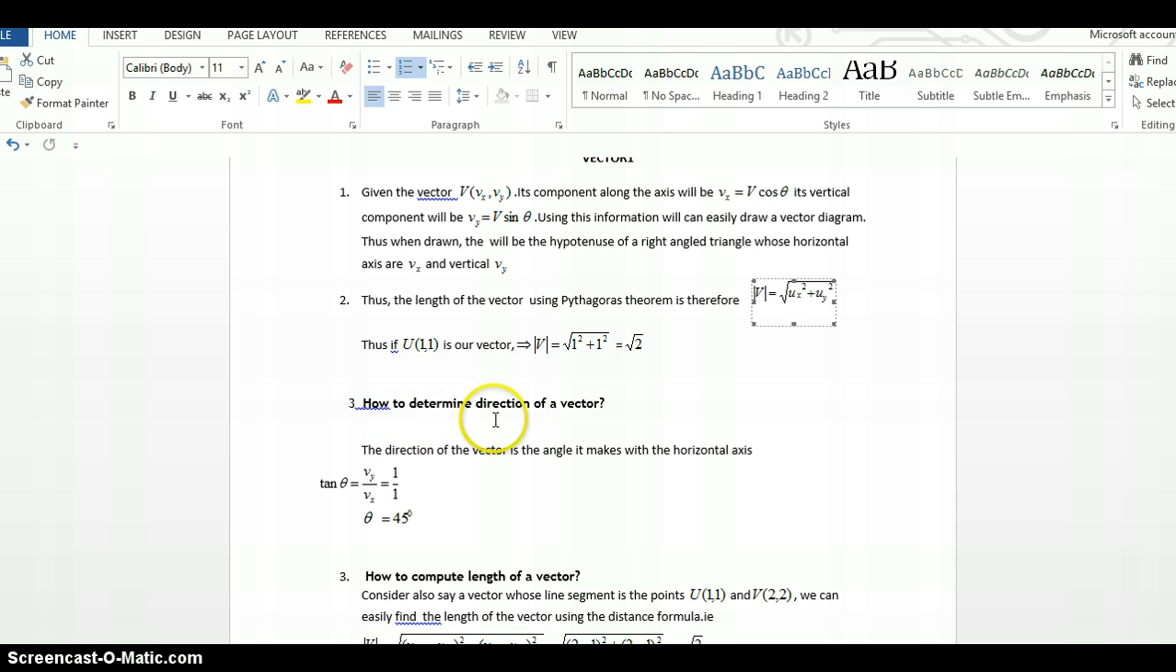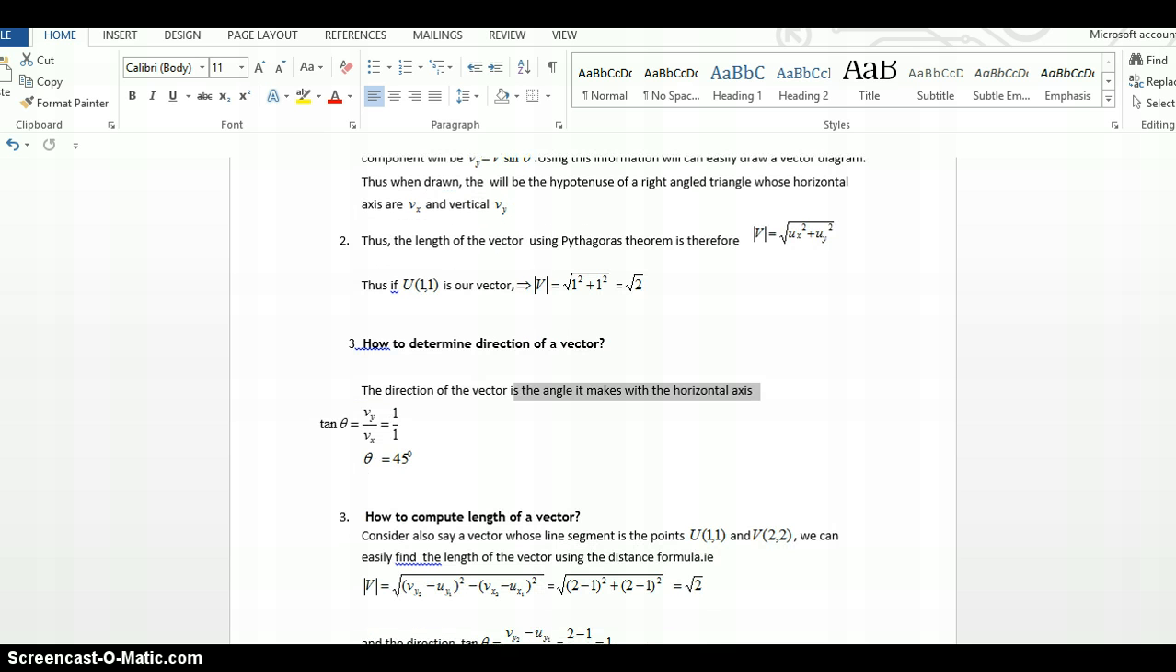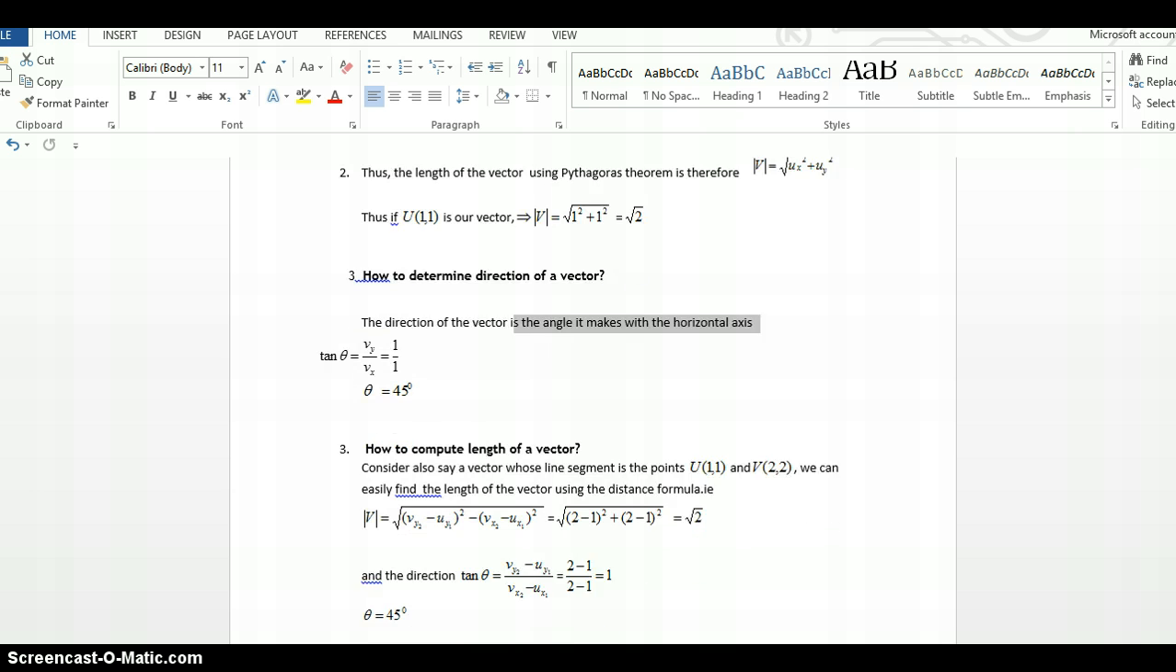So how do we determine the direction of a vector? The direction of a vector is the angle it makes with the horizontal axis. So for our vector, tan theta is vy over vx. We know that x here is 1 and y is 1, so 1 divided by 1 is 1. So theta therefore will be 45 degrees.